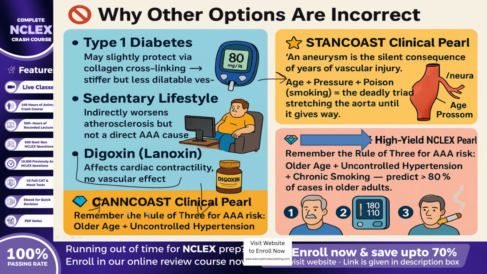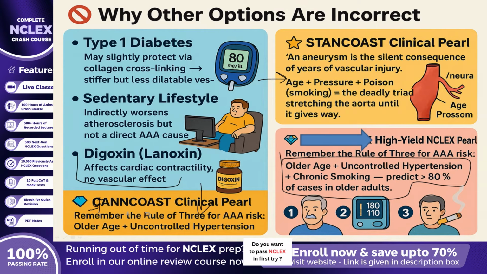until it gives way. Following that, the Stancoast High-Yield NCLEX-style reinforces the memory cue with, when assessing risk for abdominal aortic aneurysm, remember the rule of three: older age, uncontrolled hypertension, and chronic smoking. These three factors alone can predict over 80% of aneurysm cases in older adults.